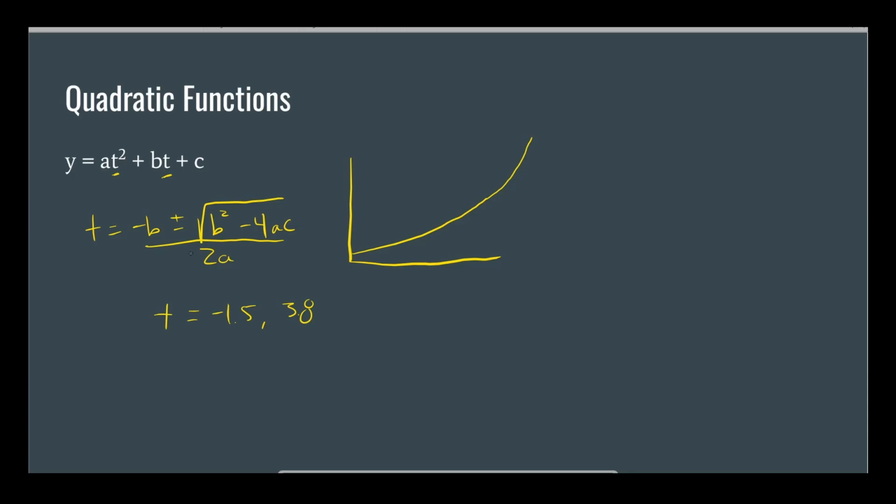But one thing to watch out for here is that only one of these will make sense. You can't have negative time. So that one is not going to be our answer. Our answer is actually going to be 3.8. All right, so watch out for that. Watch out for the fact that time is not negative. Okay. And so that's going to help us solve for t.